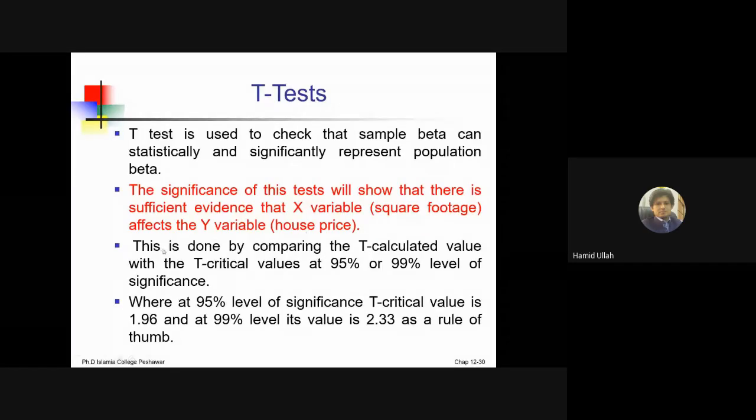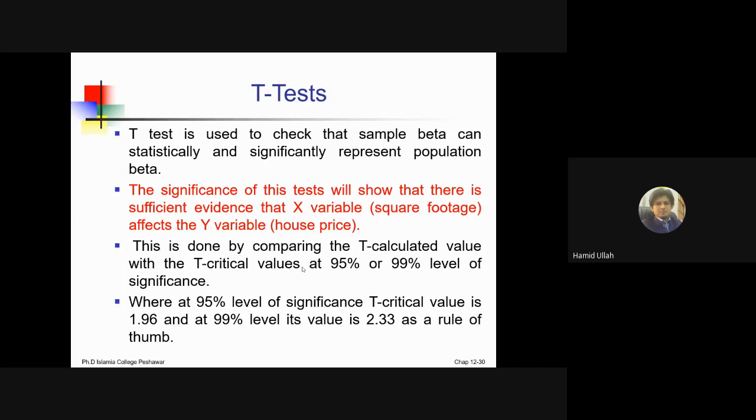This is done by comparing the t calculated value. Now how will we do it? That was the definition and the use of the t-test, and this is how you will decide whether the sample beta is representing the population beta or not. So how will you do it? This is done by comparing the t calculated value with the t critical value. It means that you will have two values of the t-test. Number one is the critical value. The critical value is the tabulated value.